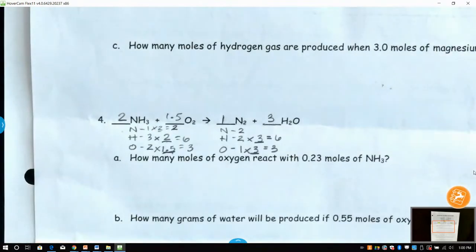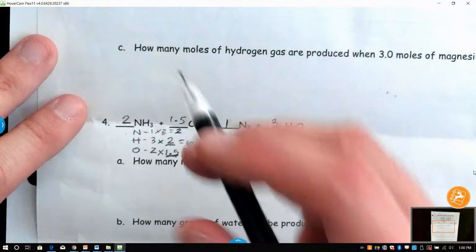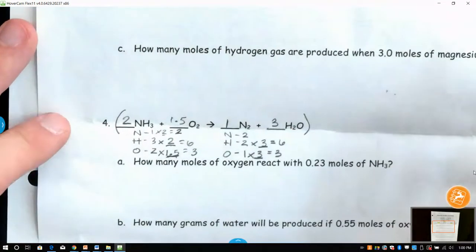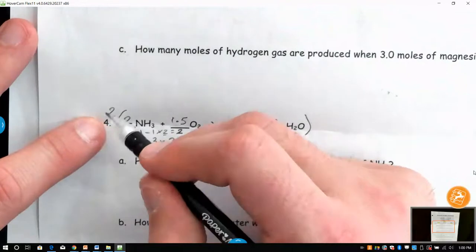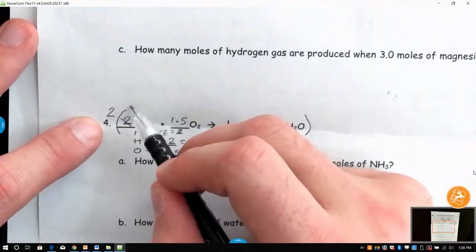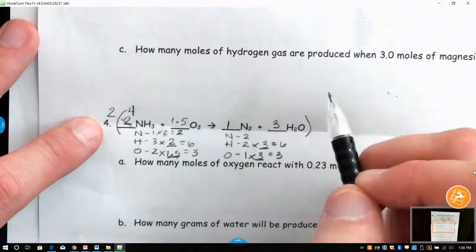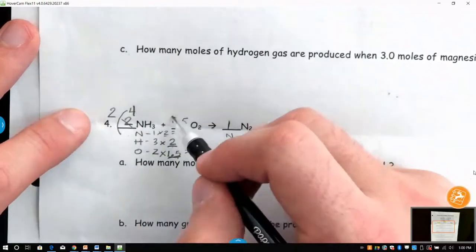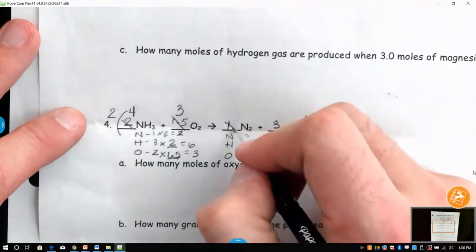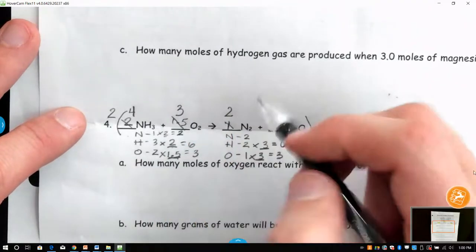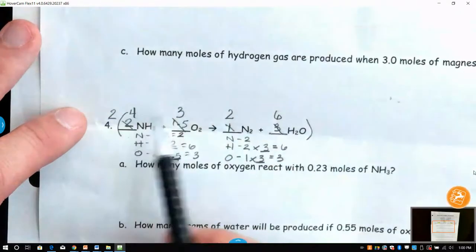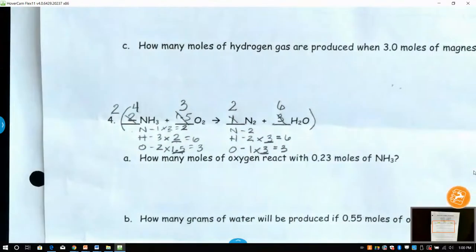So to get rid of that, you have to double it. And you can't just double one of the coefficients, you have to double all of them. So we throw up a little parenthesis around the outside. Put a 2 there. 2 times 2 is how many? So this coefficient is going to be 4. 2 times 1.5. 2 times 1. And then 2 times 3. So you're looking at a 4:3:6 ratio.